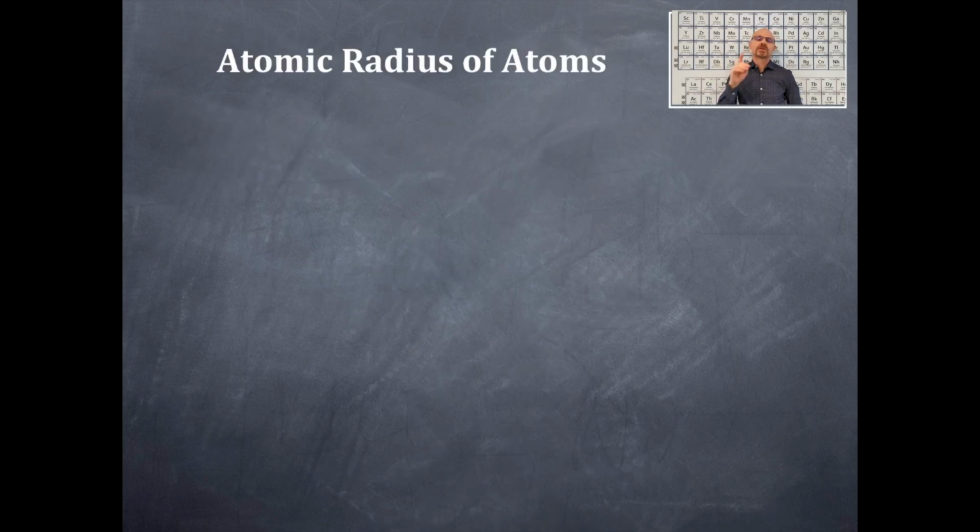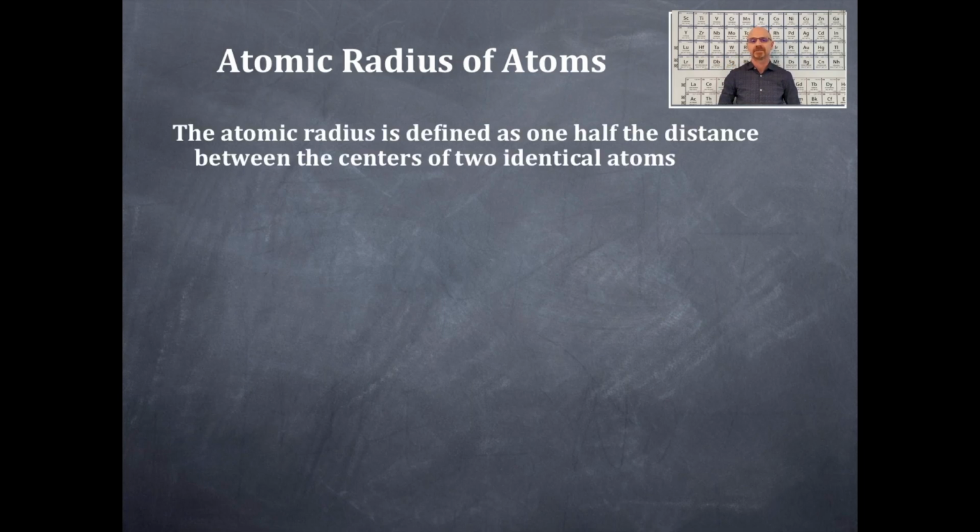Bam! So today we're talking about atomic radius of atoms. First we need to give a definition of what we mean by the radius of an atom. The atomic radius is defined as 1/2 the distance between the centers of two identical atoms that are covalently bonded. Okay, so here's a little diagram of two atoms.